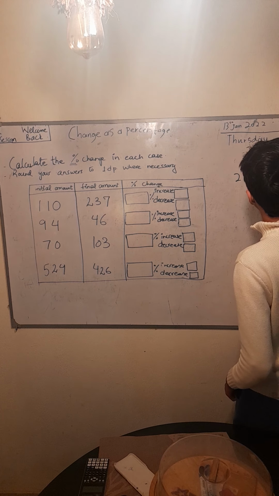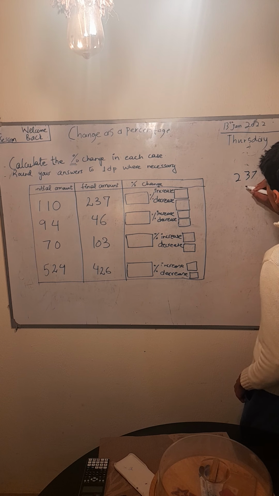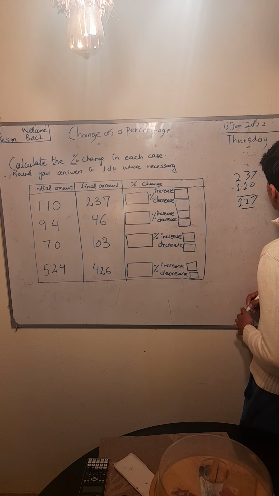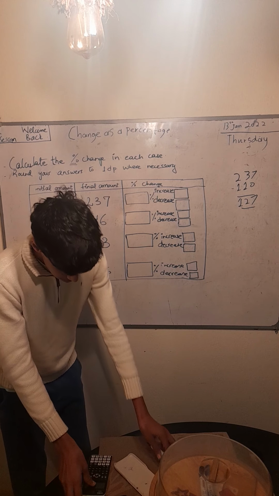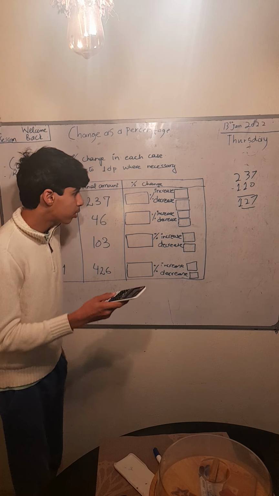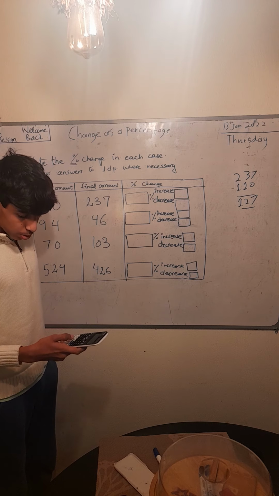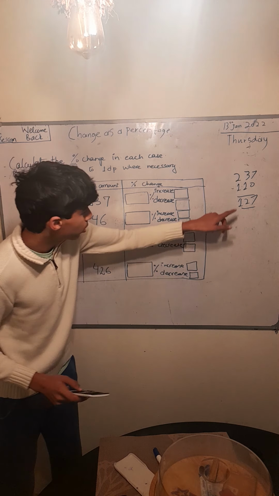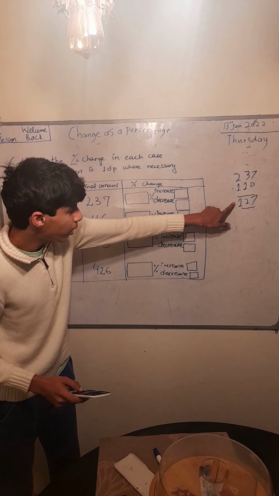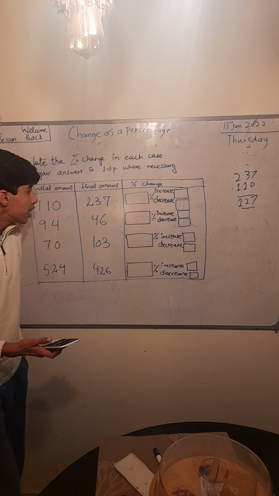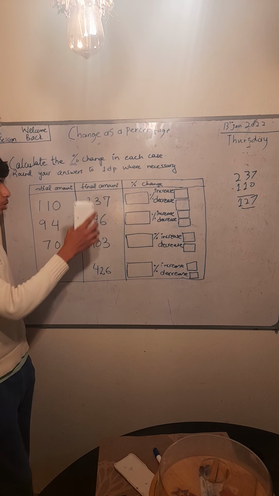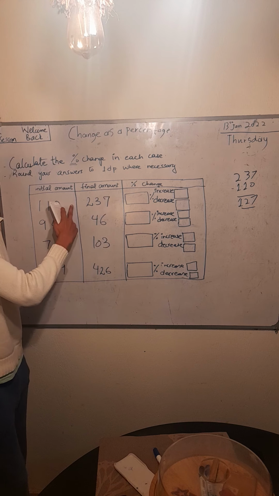237 minus 110. We get 127. Now we have to use the calculator because we cannot do it without a calculator. Oh sorry, I forgot to tell you the step. So we have to divide 127 by the initial amount. You cannot divide it by the final amount because it is the rule for this topic that you have to divide that answer by the initial amount.